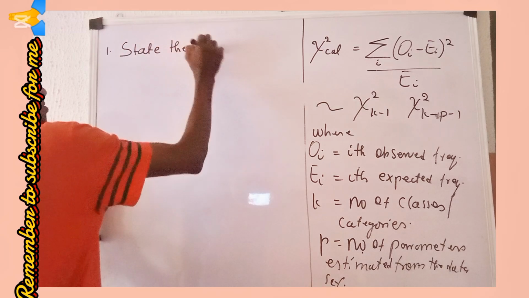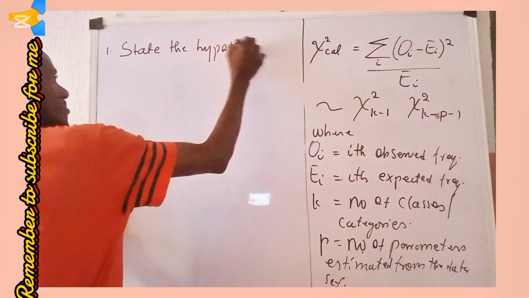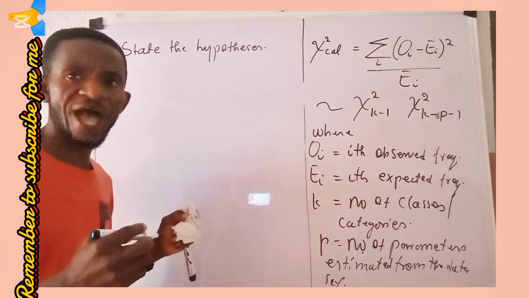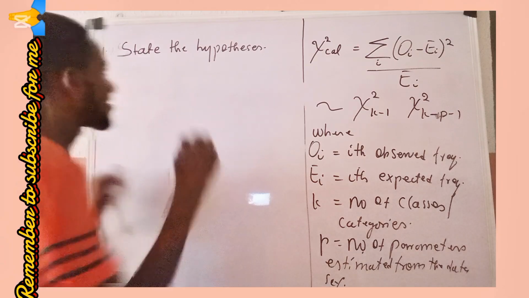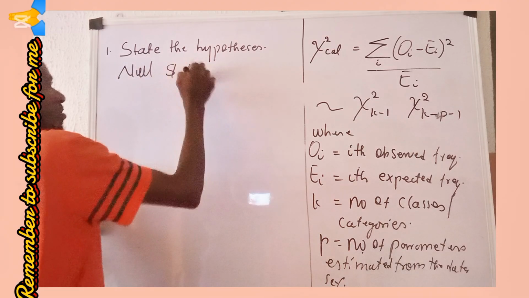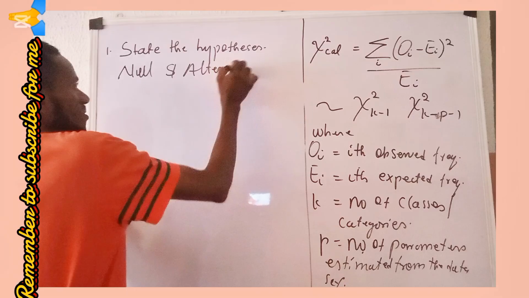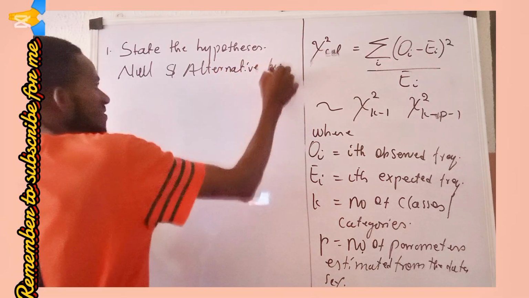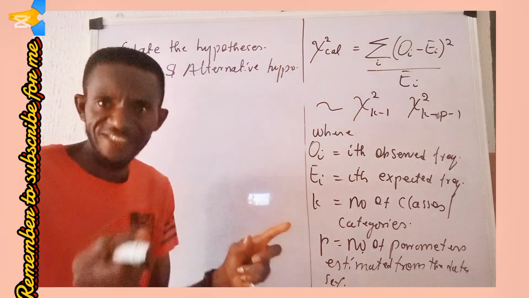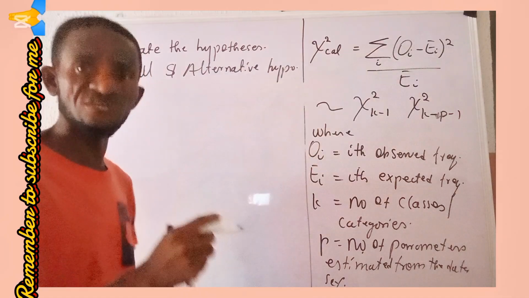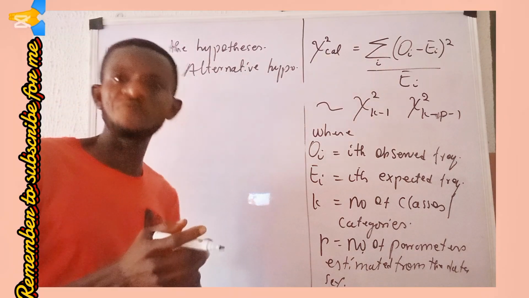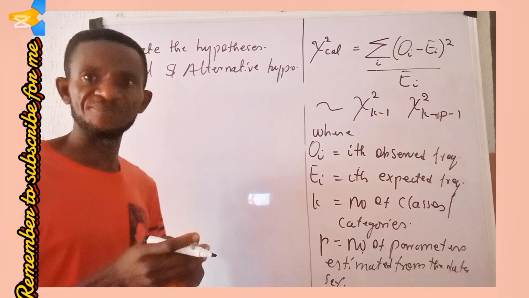The hypothesis comprises the null and the alternative hypothesis. The null is stated like saying that the data set follows a uniform distribution. The alternative will say the data does not follow a uniform distribution.